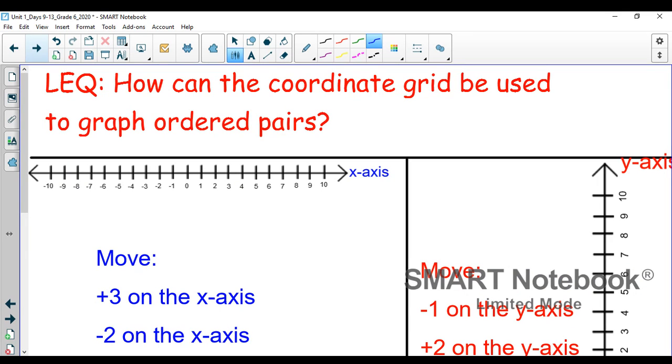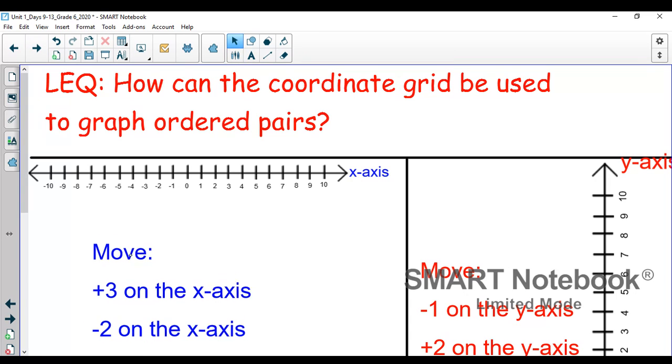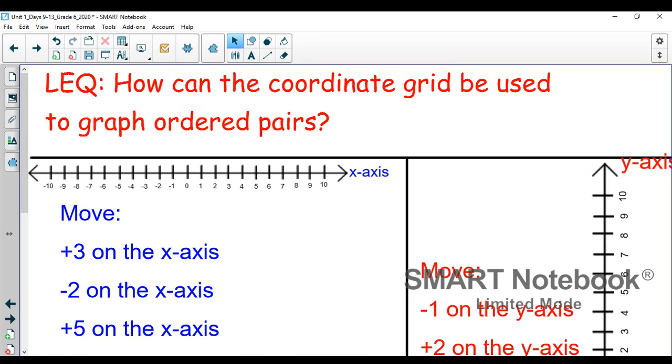This week, we're going to be working on the coordinate grid. So just like a quick review of how you move, the coordinate grid is basically two number lines put together, an x-axis, which is left to right, and a y-axis. And on the coordinate grid, you always start at 0, the origin. So when you move, you always are starting right here.